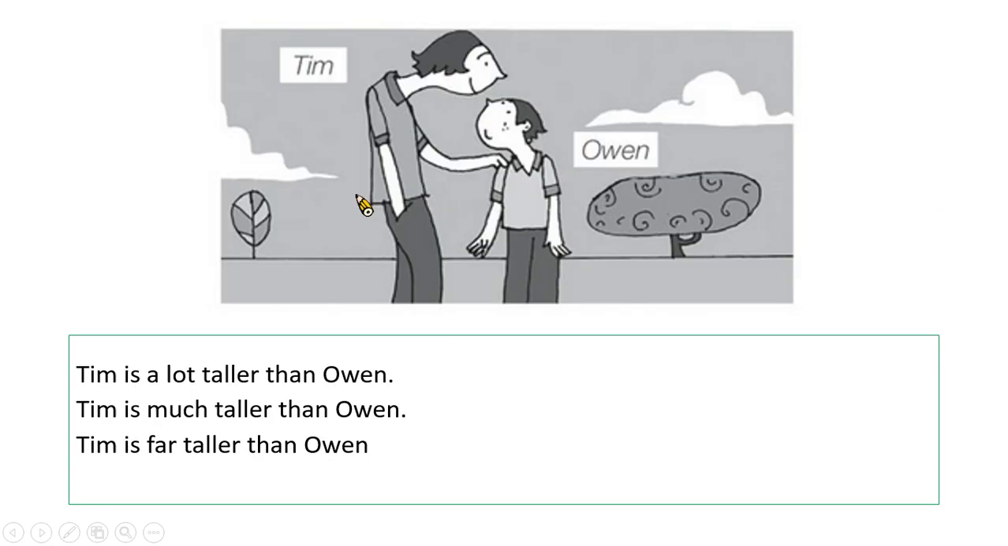Let's look at the example here. You can see that Tim is definitely taller, not a bit taller, far taller. So here we need to say Tim is a lot taller. We can say Tim is taller than Owen. It's no problem. But when we use a lot, it means that we focus on it and make the comparative stronger. Tim is a lot taller than Owen. It is the same when we say Tim is much taller and Tim is far taller.